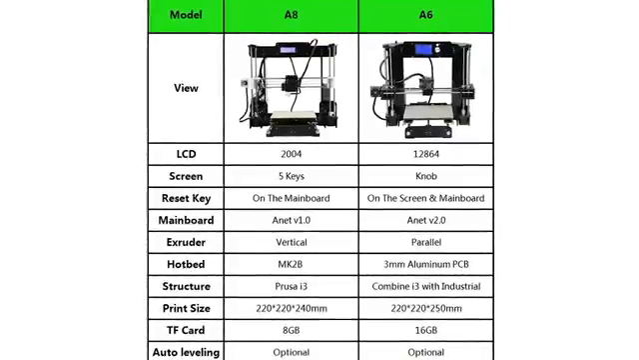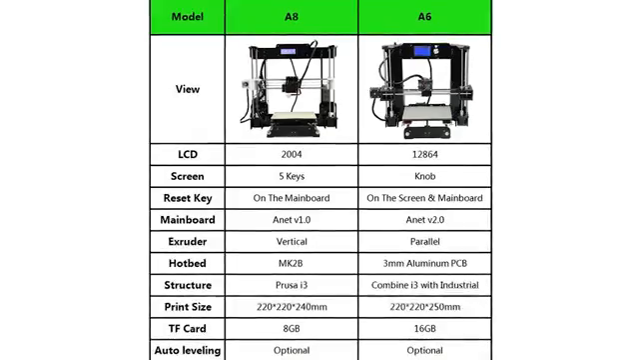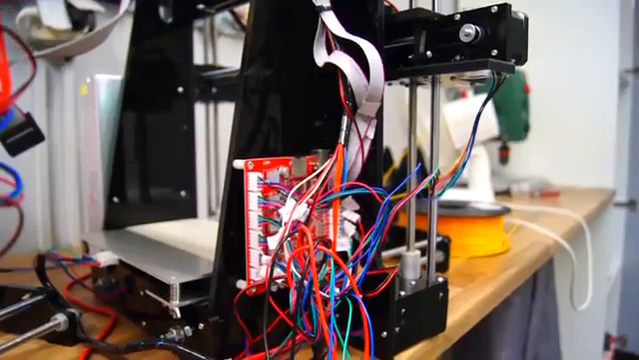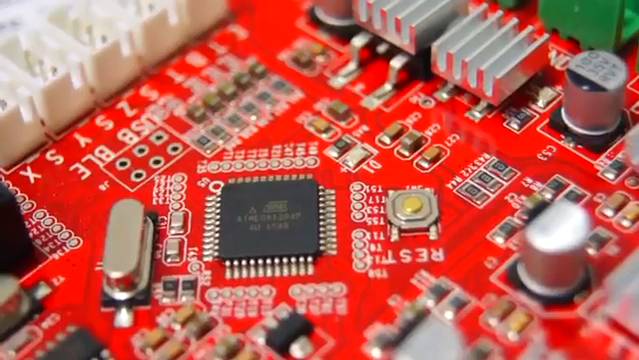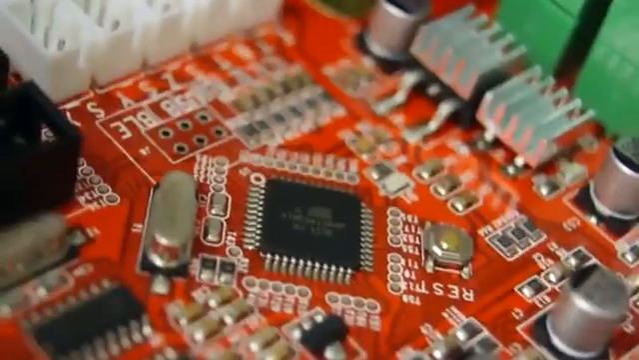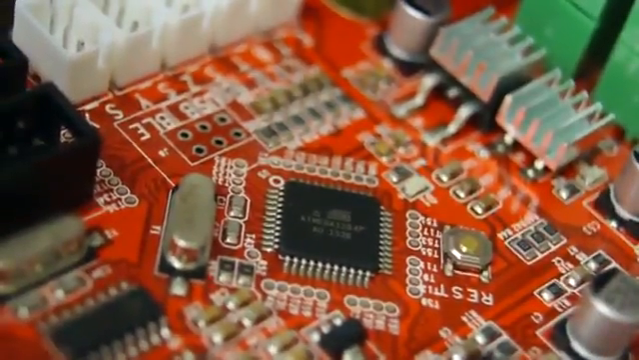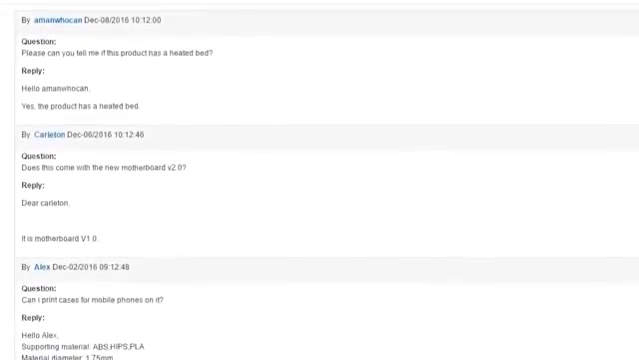According to this specification page, the A6 has an updated motherboard. But on closer inspection, you can clearly see that both printers use the same motherboard with the same IC, also called the version 1.0 Anet motherboard. This was also confirmed by Gearbest support staff.